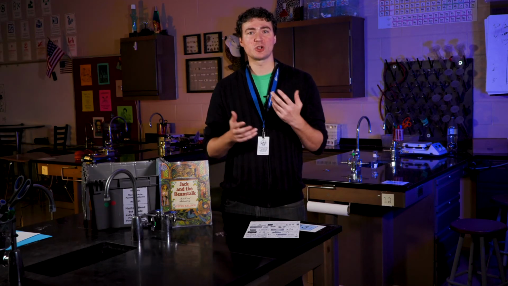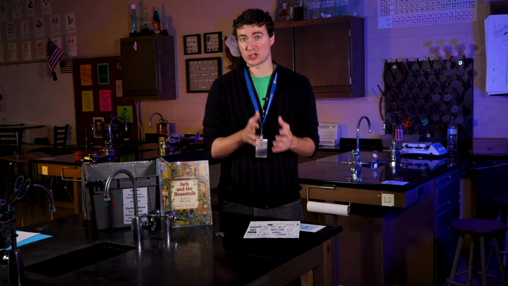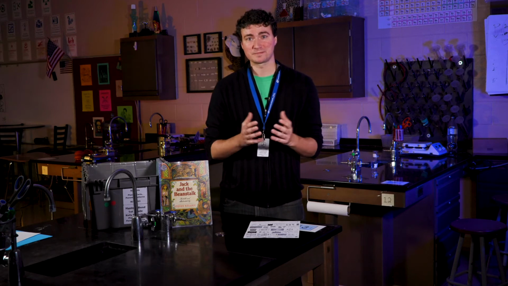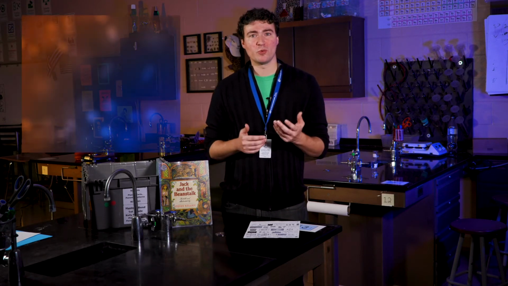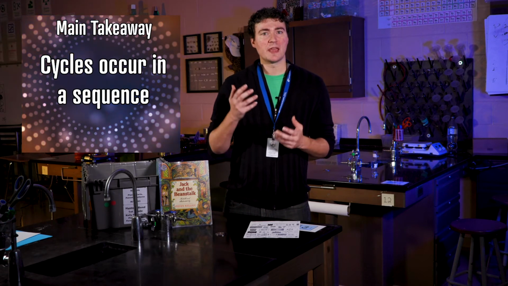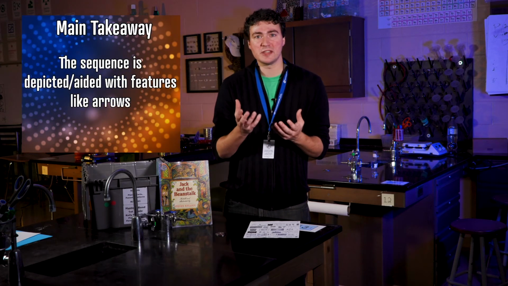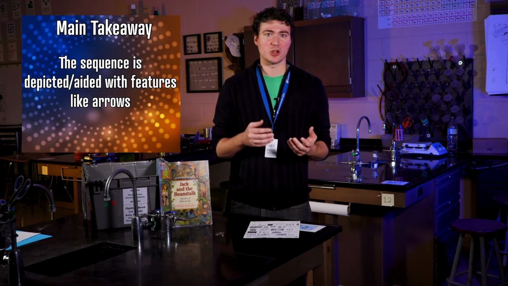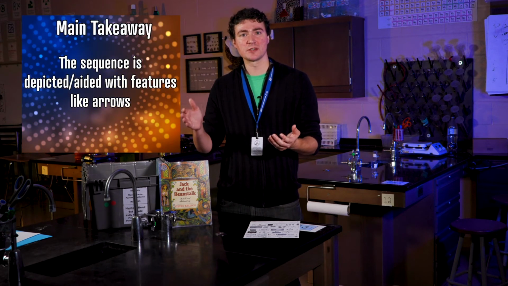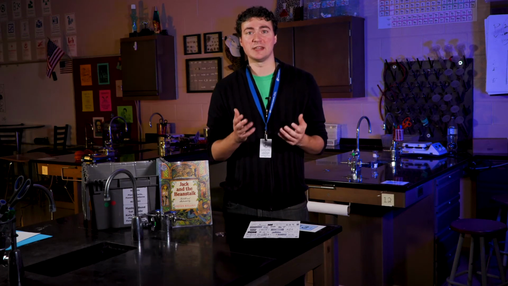So, to build a baseline of understanding for life cycles, we'll first guide students through a comparative tour of various life cycles by using the Google image search hyperlink that's provided in the lesson. The main takeaways we want students to notice are that cycles occur in a sequence, and this sequence is depicted and aided with the use of features like arrows to show the order in which the sequence occurs, and the cycles will sometimes include labels to explain what is happening in each step of the cycle.